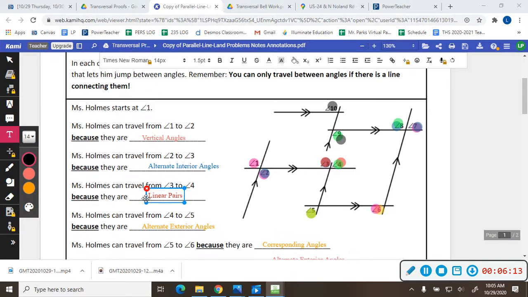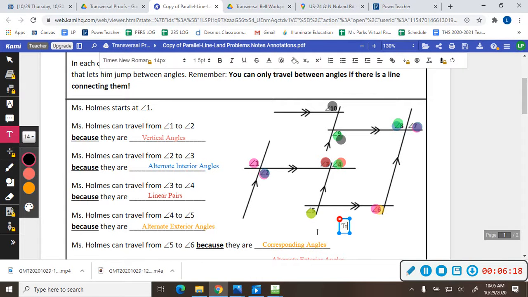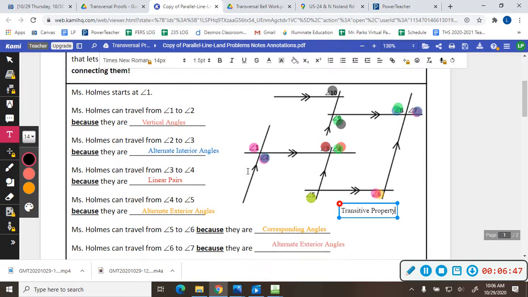And there's a property I want you guys to know, and that property is called the transitive property. And so the transitive property basically says if angle 1 is congruent to angle 2, and then this is kind of a bad example, but if angle 4 is congruent to angle 5, and angle 5 is congruent to angle 6, then angle 4 is congruent to angle 6 also. So that's called the transitive property.